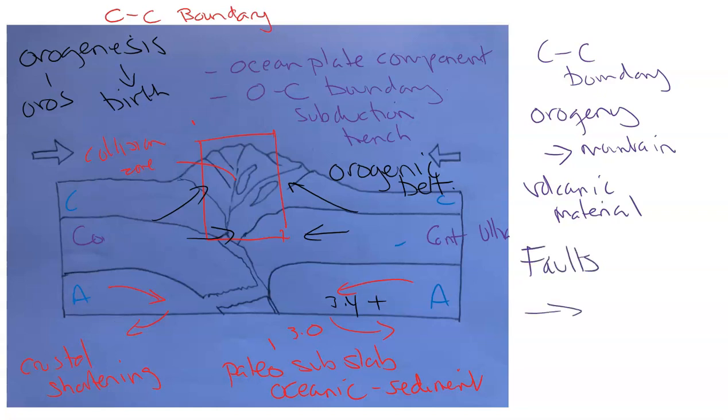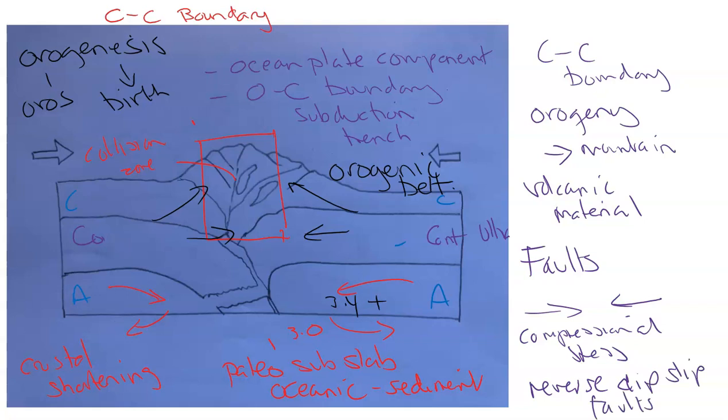Now, because this is compressional stress, you usually have what's called reverse dip-slip faults. Now, dip-slip looks like this. So I have my piece of rock. Dip-slip means a fault line or a fracture, a break.